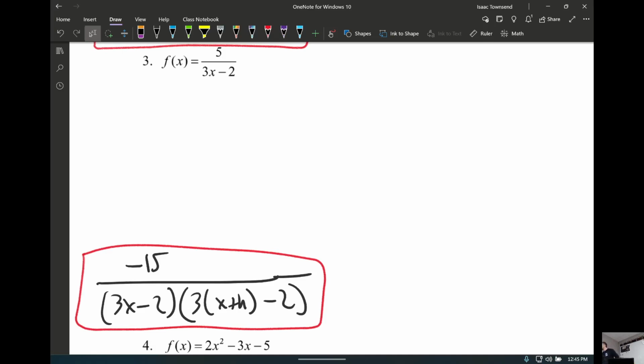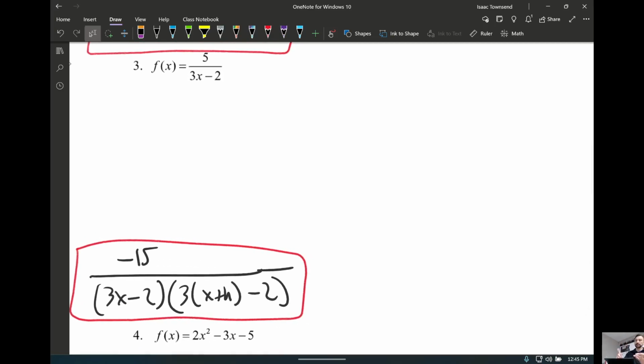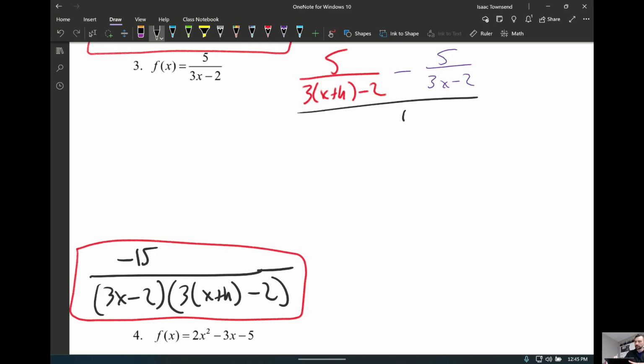Would anybody like more time on 3 before I go over it? Okay, then if you did not come up with that as an answer, this is what your first step should look like. Let's see, x plus h. F of x plus h minus f of x all over h.